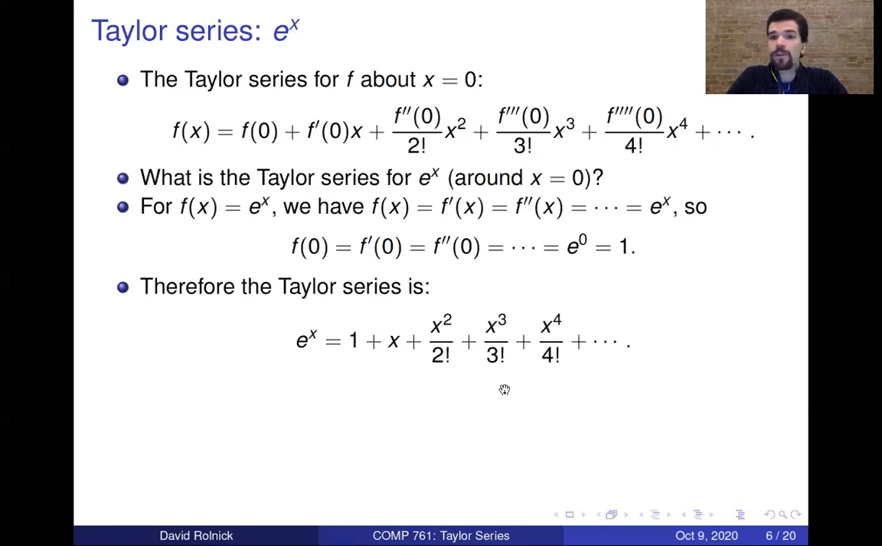Remember the factorials whenever creating a Taylor series. Remember to divide by the factorials. It's important.